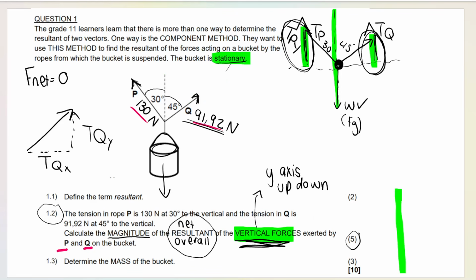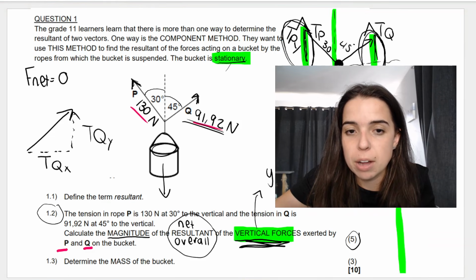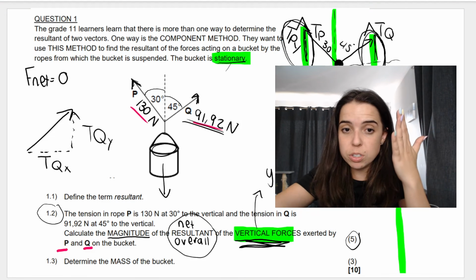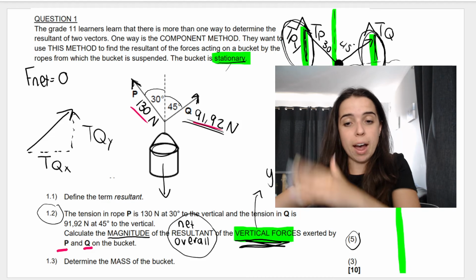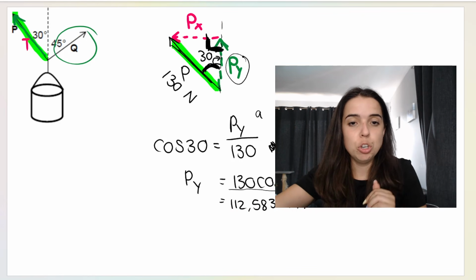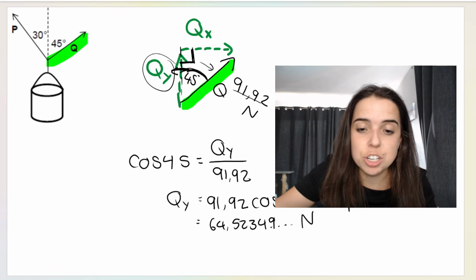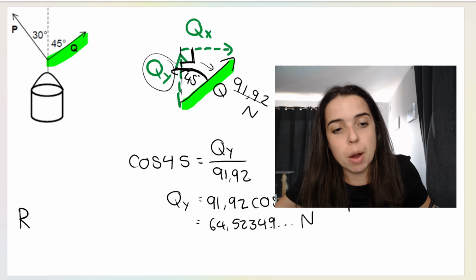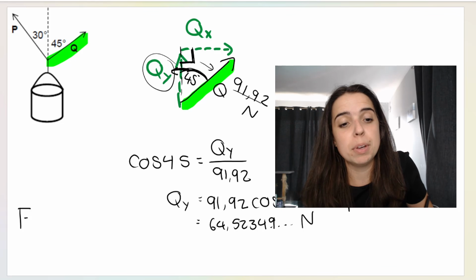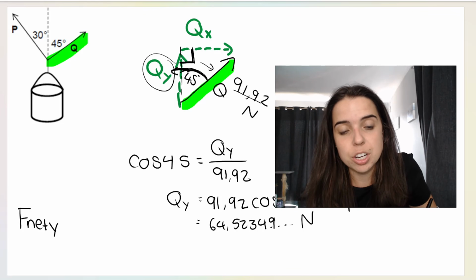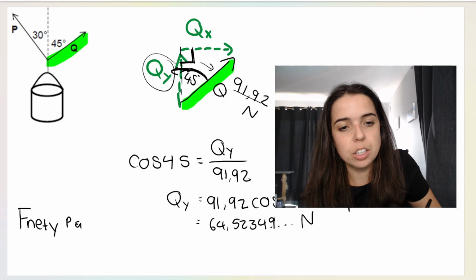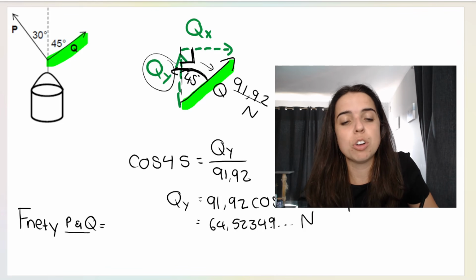To go back to the question, remember, we are looking for the magnitude, so the amount of the vertical forces exerted by P and Q. Vertical is my Y forces, so I need PY, I need QY, because they are both pointing up. So PY is pointing up, QY is pointing up, they're pointing in the same direction. So therefore, my resultant in my Y direction, I'm just going to call it RY. You could call it F net Y if you wanted to as well, because it's my net force in my Y direction. That is for P and Q.